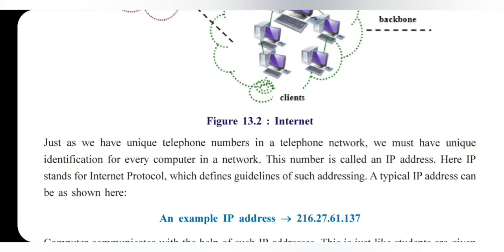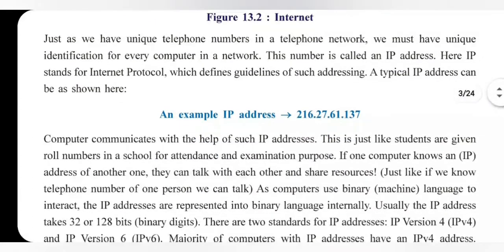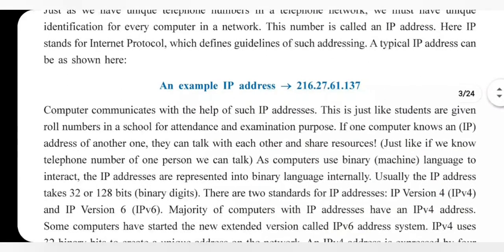A typical IP address can be as shown here. You can see it is divided into 4 groups and all 4 groups are separated with dots. But this is the IP address shown to us in decimal form. Internally the computer understands only binary language, and this IP address is written in binary only.